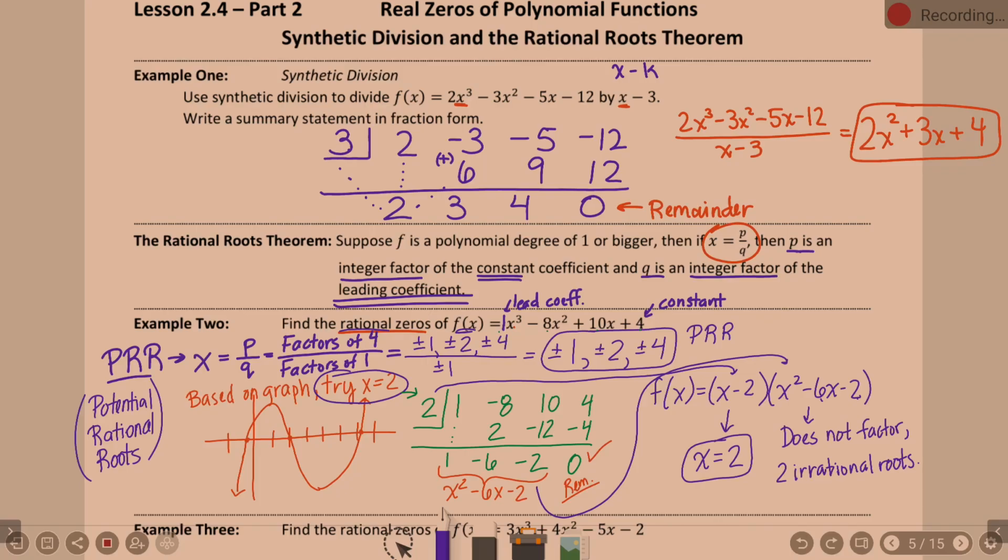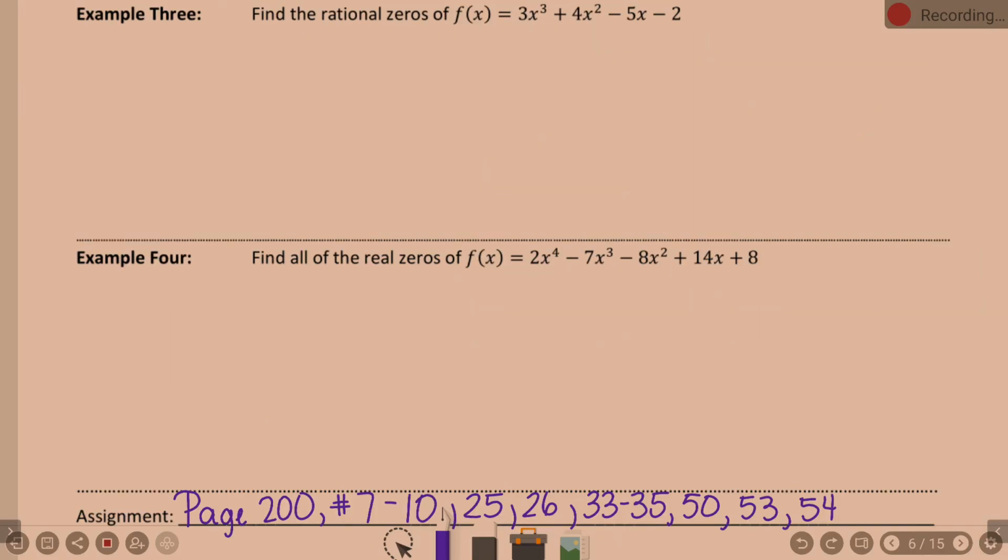Okay, are we ready for example 3? Okay, let's move. Example 3. Notice my directions again. They say find the rational zeros. I need to see on your paper that you are starting with what today? PRR. PRRs, potential rational roots. Now, officially, potential rational roots, it's from that theorem up there where it says x equals p over q.